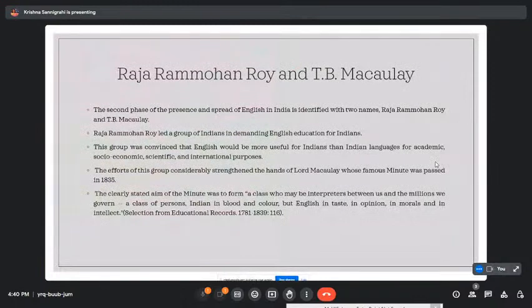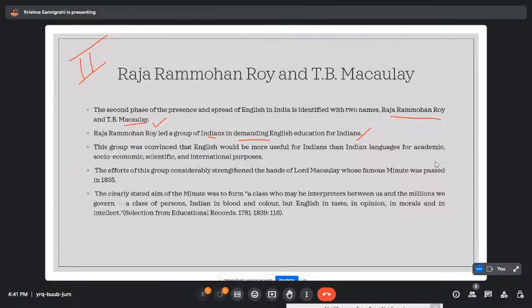The next phase would be the phase of Raja Ram Mohan Roy and T.B. Macaulay. So the second phase of the presence and spread of English in India is identified with two names, Raja Ram Mohan Roy and T.B. Macaulay. We have discussed in brief about them already. Ram Mohan Roy led a group of Indians in demanding English education for the Indians.